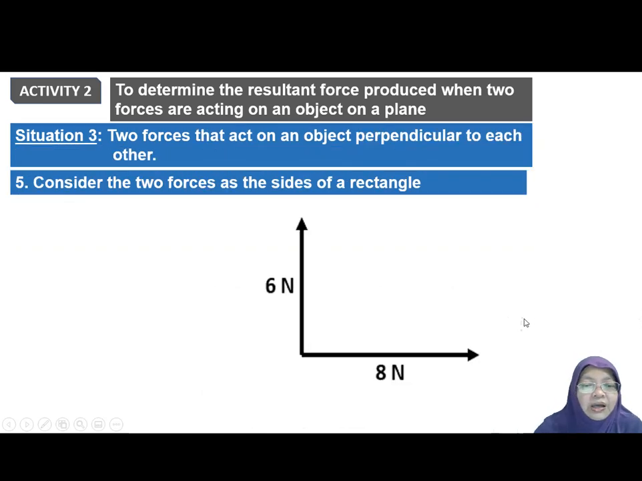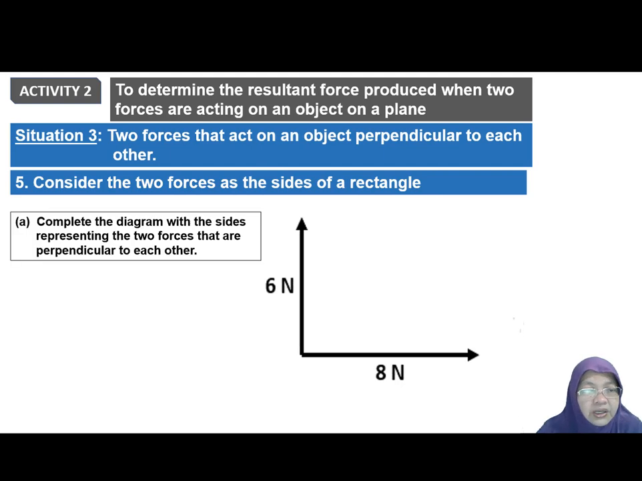Now we have the next one, situation 3. Two forces that act on an object perpendicular to each other. How are we going to solve the problem? We cannot add up 6 plus 8 equals 14 Newton, or 8 minus 6 is 2 Newton. No. So we have a method called the parallelogram method. So how do we do that?